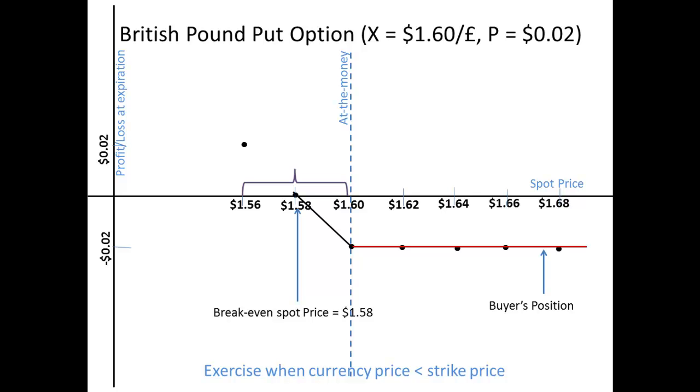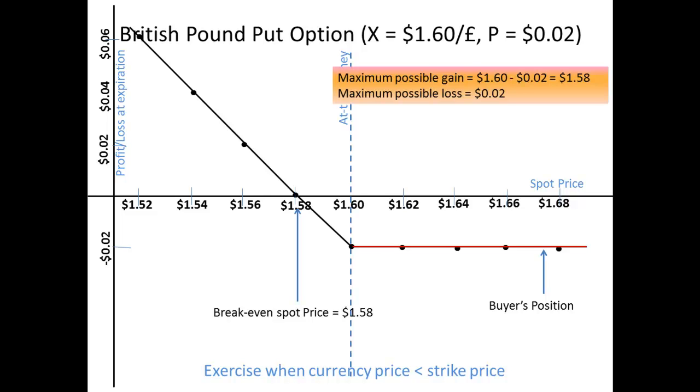For the spot price of 156, the payout is 4 cents. 2 cents is applied towards the premium, and therefore the net profit is 2 cents. At 154, the net profit is 4 cents. At 152, the net profit is going to be 6 cents.